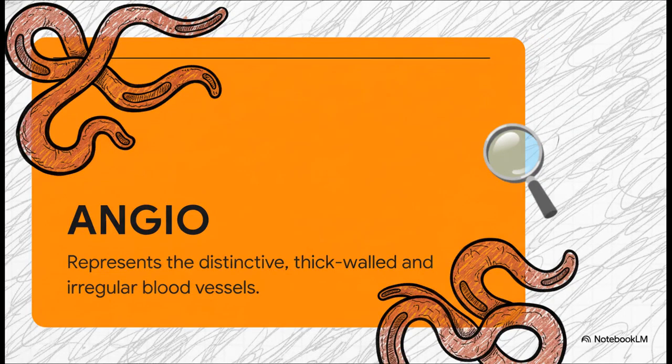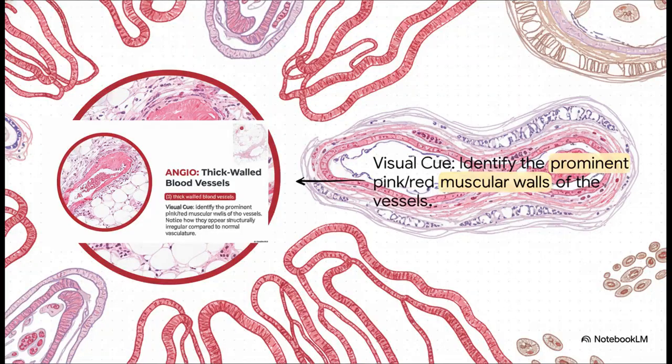All right, our second piece of the puzzle is angio. This part points to the blood vessels. But here's the catch. We're not looking for just any old blood vessels. In an AML, they're really characteristically thick-walled and kind of abnormal. And check these out. You can see them so clearly here. Notice those really prominent, muscular, pink staining walls. They just look a bit disorganized, a little messy compared to normal, healthy vessels. And that very distinct look, that's our second key finding.